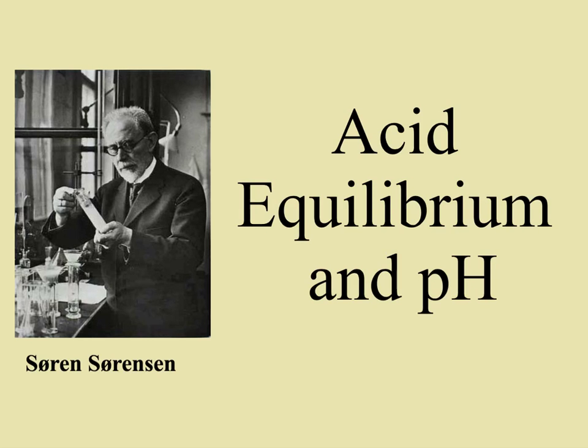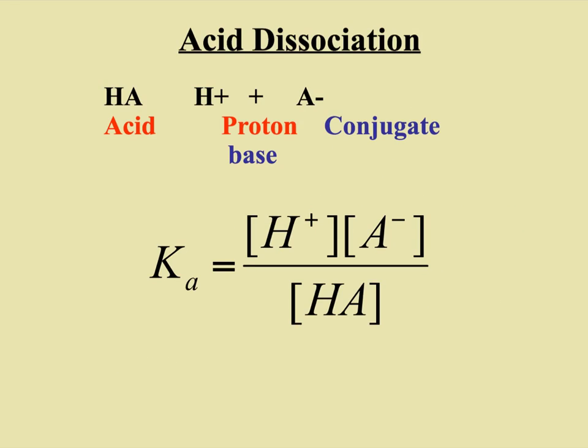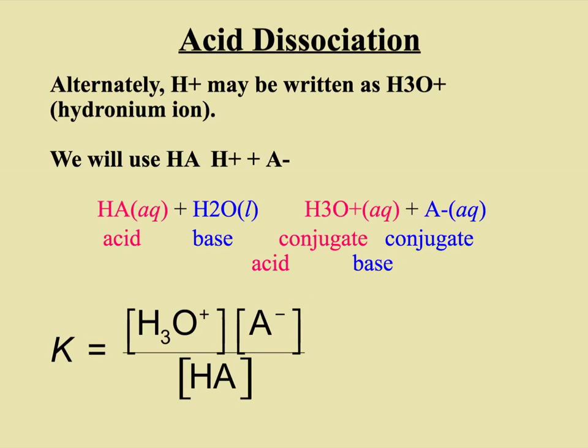Acid equilibrium and pH. So you remember this? It's the basics. You have an acid, it turns into a proton and a conjugate base. You take the products and you put it over the reactants. Okay, and again, H plus can be written as H3O plus, so we'll use either H3O plus or H plus.